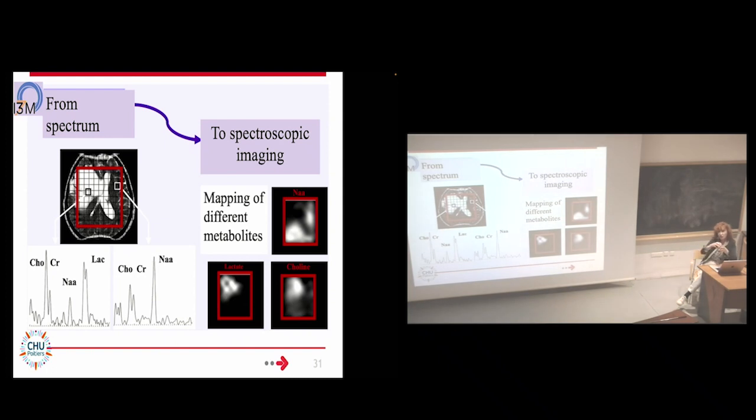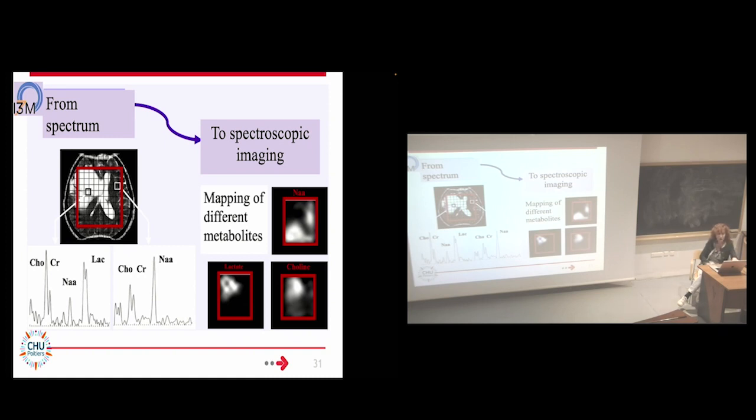We can also rebuild imaging. So normally you have just a signal at a voxel point, and that takes something like 15 minutes to acquire this signal for a voxel. Of course, if we want a map, then you need more time. So the patient has to stay longer in the MRI.